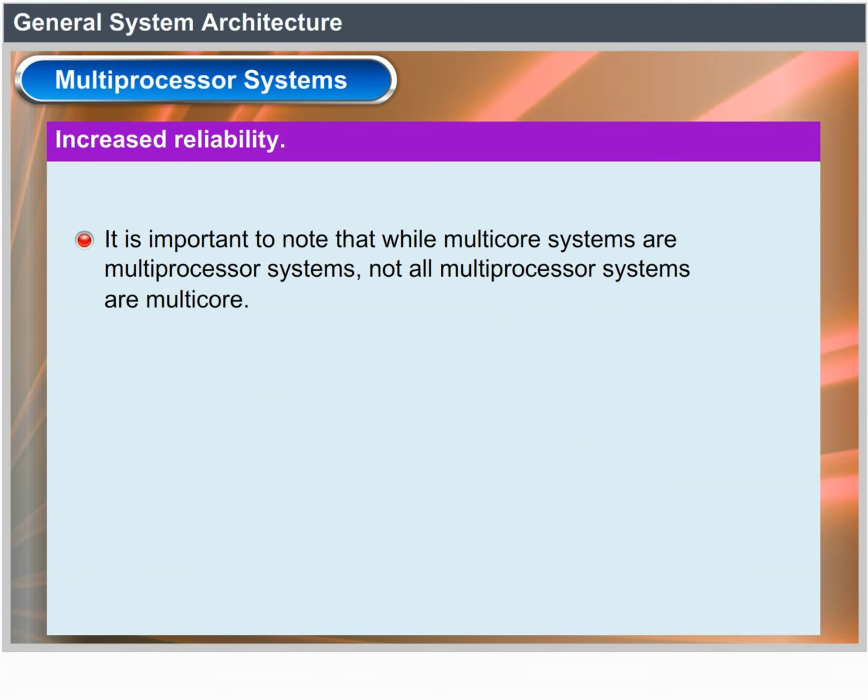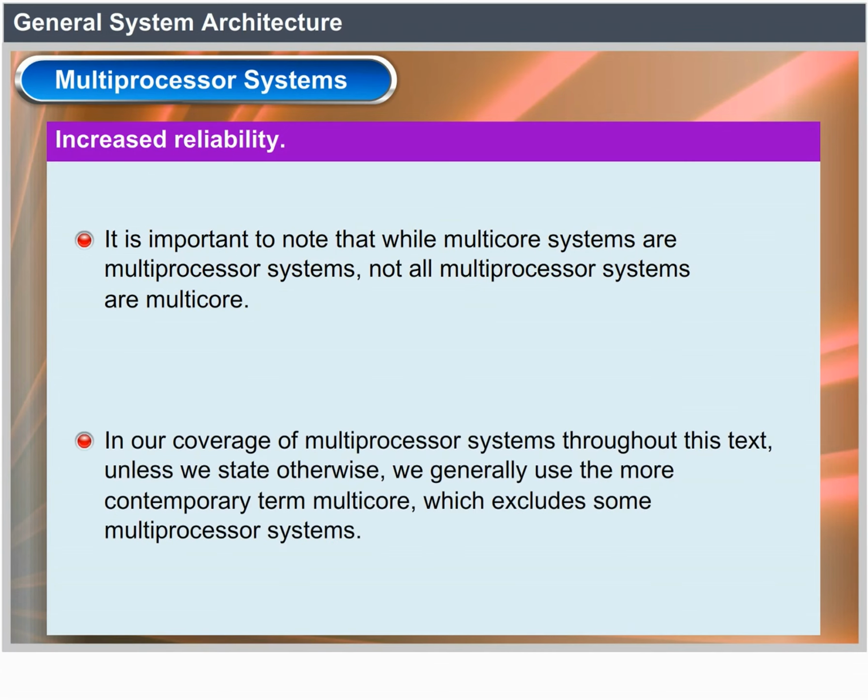It is important to note that while multi-core systems are multiprocessor systems, not all multiprocessor systems are multi-core. In our coverage of multiprocessor systems throughout this text, unless we state otherwise, we generally use the more contemporary term multi-core, which excludes some multiprocessor systems.